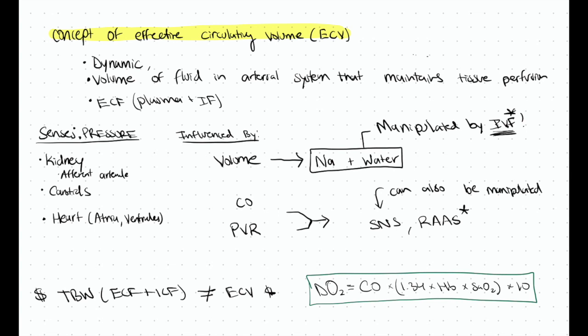One other thing I want to talk about is this hemodynamic formula in the green box. DO2, oxygen delivery, is equal to cardiac output, CO, times 1.34 times hemoglobin times O2 saturation times 10. The reason I bring this up is because oxygen delivery is the name of the game. That's what we're trying to accomplish here. Cardiac output is a major determinant, along with hemoglobin and O2 saturation. All of these things we can influence, we can manipulate to increase oxygen delivery. So I just kind of wanted to throw that out there as well.